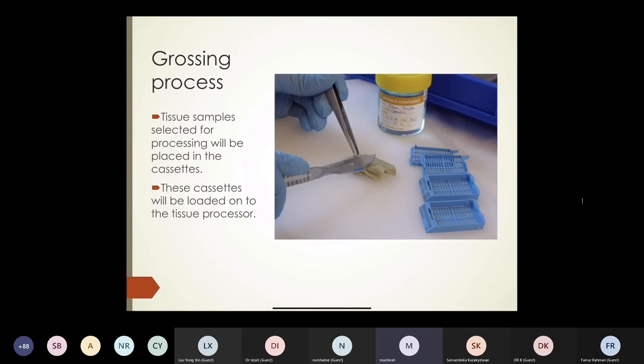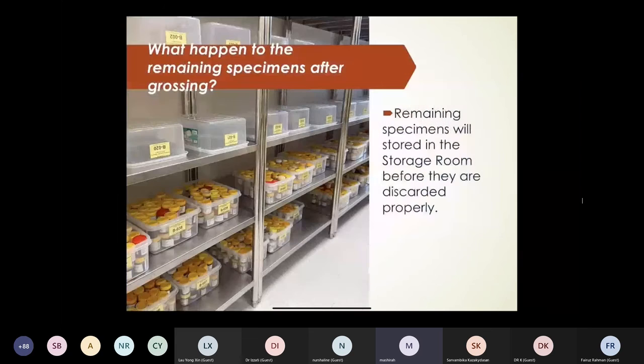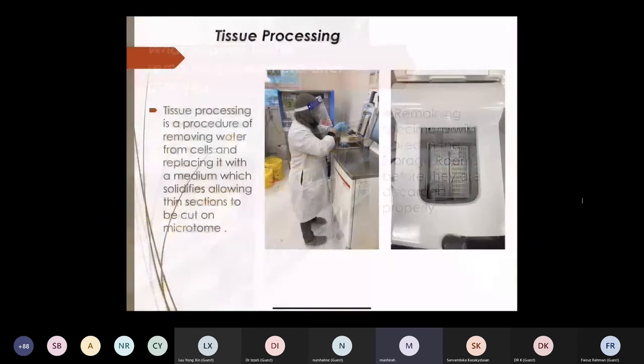The tissue then will be placed in a cassette before being loaded to a tissue processor. The remaining specimen will be stored in the storage room before they are properly discarded later on. Now the MLT is loading a basket of cassettes for overnight tissue processing.